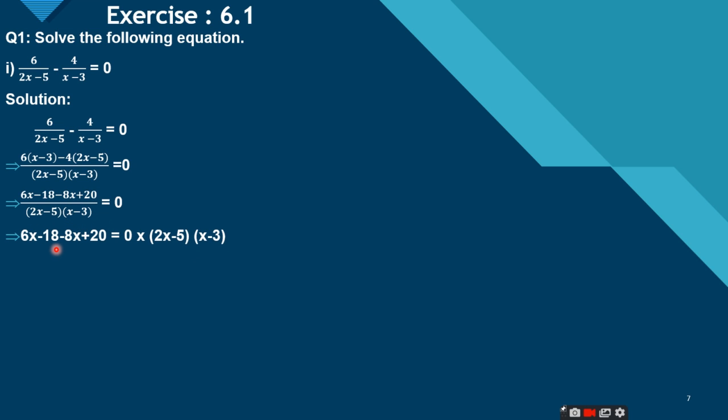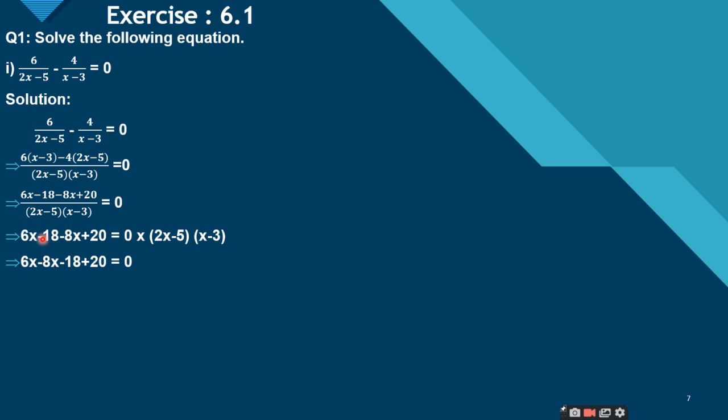Now in the next step we just transfer this denominator to the right hand side of the equation. So I've just written 6x minus 18 minus 8x plus 20 is equal to 0 multiplied by this denominator, which is 2x minus 5 times x minus 3. Here the denominator is dividing the numerator, and when we transpose it to the right hand side it will be multiplied by 0.